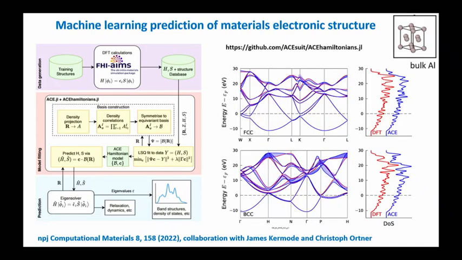So how does this work? If we look at aluminum, we can plot the band structure of bulk aluminum in the model and DFT, and they agree very nicely. We can do this for FCC and BCC. You can train these models on very, very little data. In fact, we can train it just on BCC data, and we can predict FCC and vice versa.